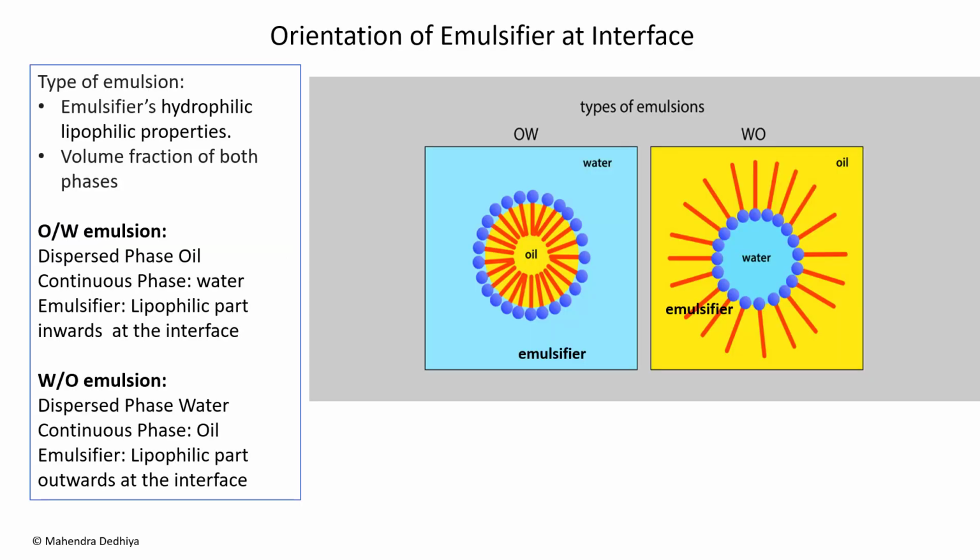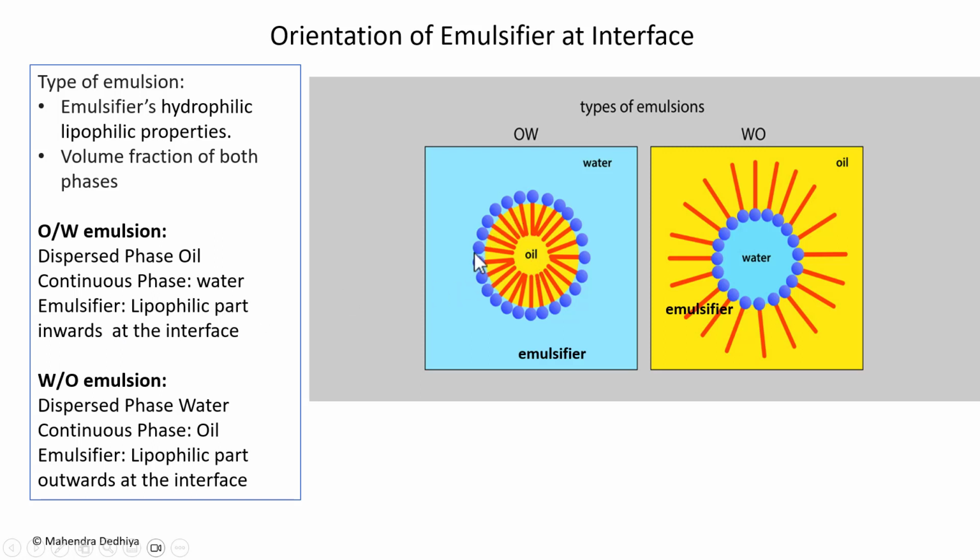The orientation of emulsifier at the interface plays a critical role in the type of emulsions. The type of emulsion depends on emulsifier's hydrophilic and lipophilic properties and the volume fraction of both phases, oil and water. In oil and water, dispersed phase is oil and continuous phase is water.